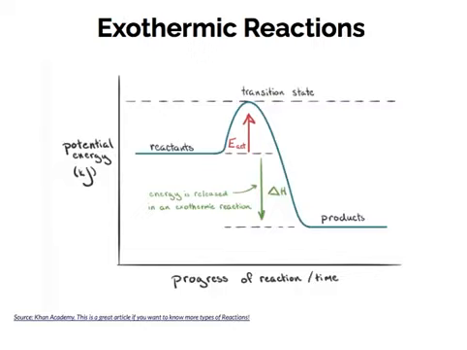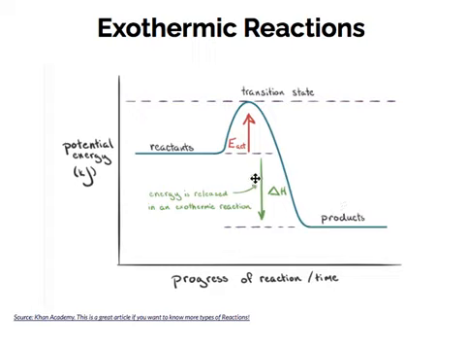Now let's look at an exothermic energy diagram. In the case of an exothermic reaction, the reactants here are at a higher energy level compared to the products, which are down here. Okay? In other words, the products are more stable than the reactants because, again, they have a lower energy level.